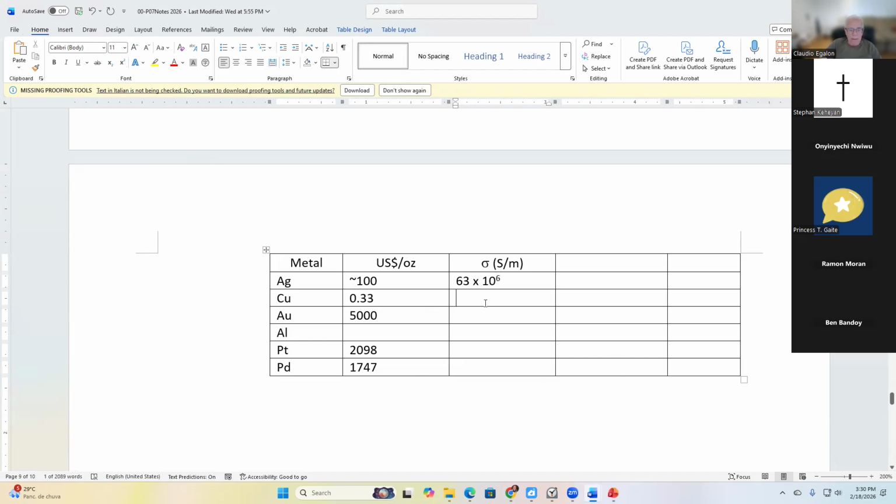Copper, 59.6 times 10 to the 6. They are all multiplied by times 10 to the 6, okay? Here you go, times 10 to the 6. Let me copy everything here. And then I just put the aurum or gold, 41.1.